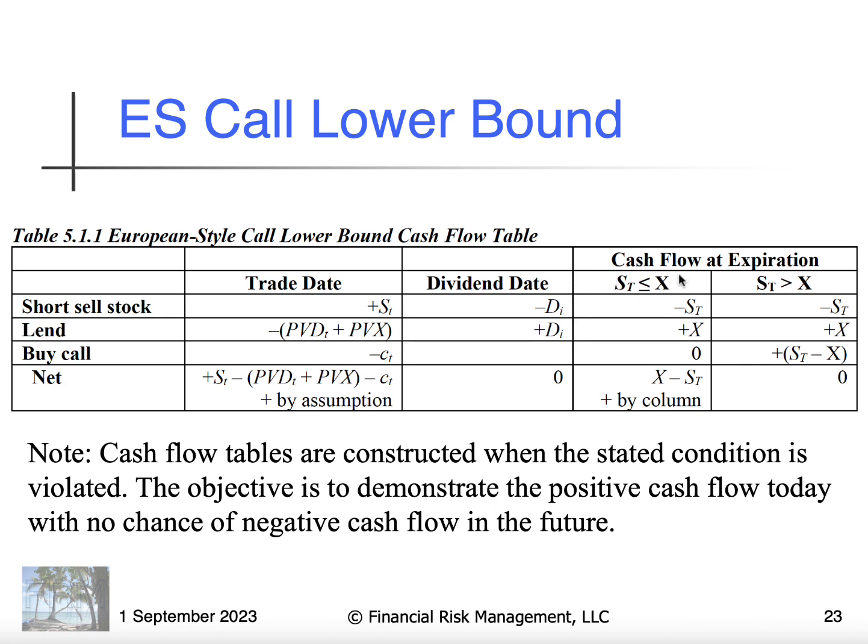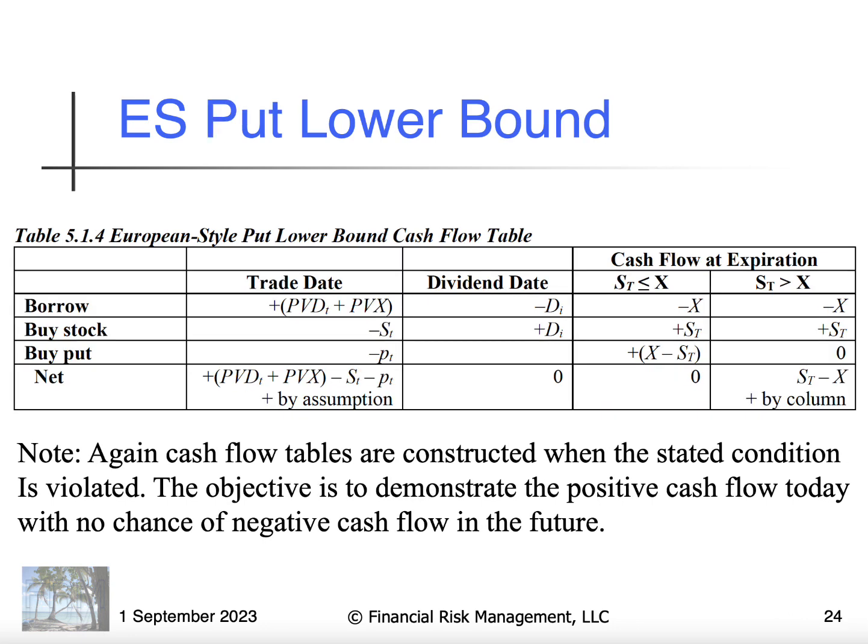Notice, because of this assumption, this is positive by column, ignoring this equality sign. And so I don't mind this at all. I received money today. There's a chance I receive money in the future. Notice that this set of 3 transactions has actually produced the payoff on a put. And this is where we get the put-call parity result that we'll look at later.